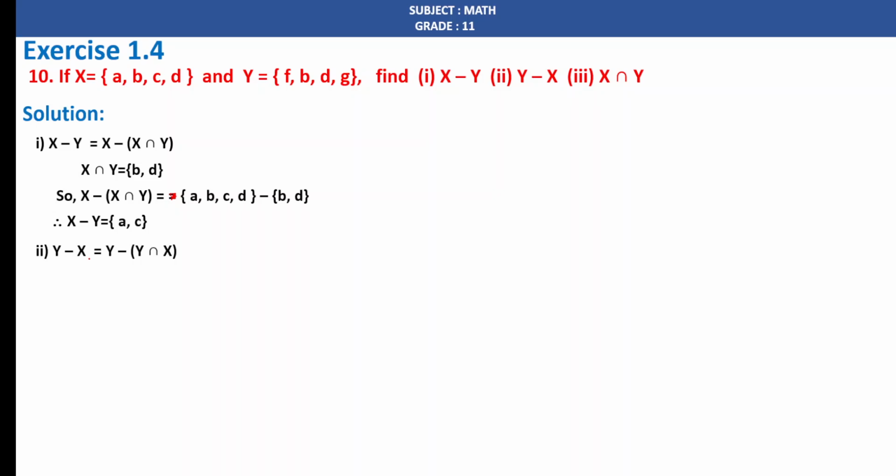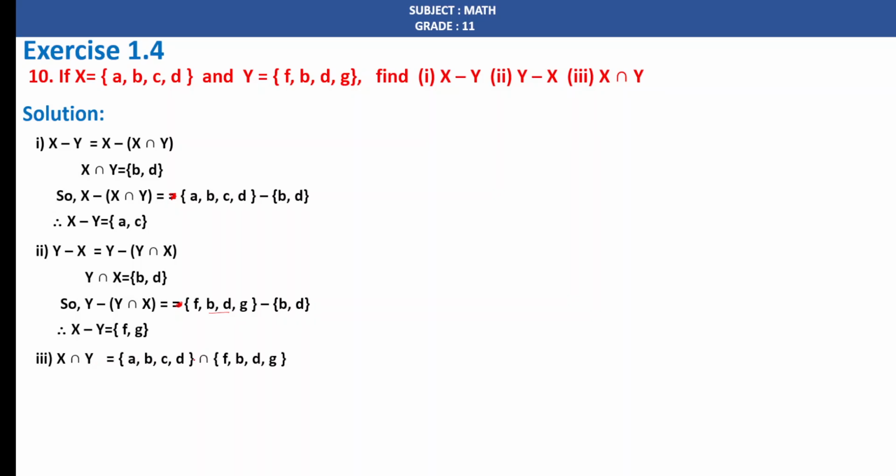Y minus X. Y minus X is equal to Y minus Y intersection X. Y intersection X is equal to B, D. Therefore, Y minus Y intersection X is equal to FBDZ minus B, D. Therefore, Y minus X is equal to, if we remove B, D, we will get the elements F, Z. X intersection Y. We already know that X intersection Y is ABCD intersection FBDZ. So, the only common elements are B and D. Therefore, these values are B and D.